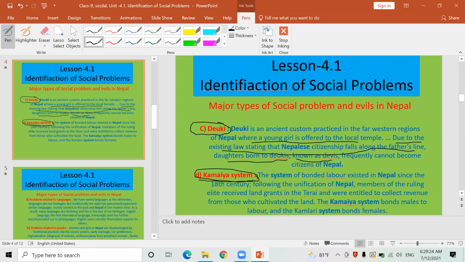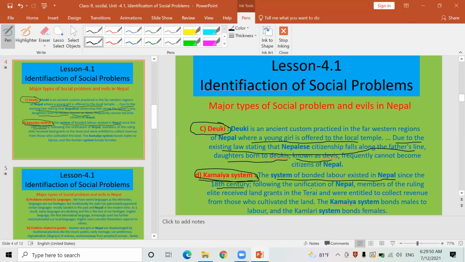So, look here now, the Kamaya system. The Kamaya system is a social problem. It occurs in a society because of the interest and desire of an individual or group of people. I have brought some information about it. The system of bonded labor has existed in Nepal since the 18th century. Bonded labor is like slavery, a remnant of the slave system.